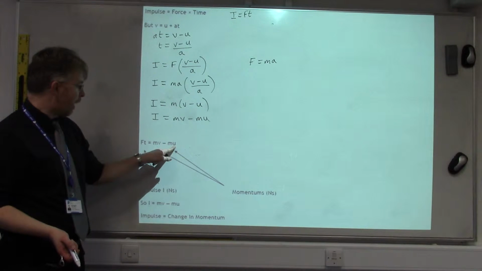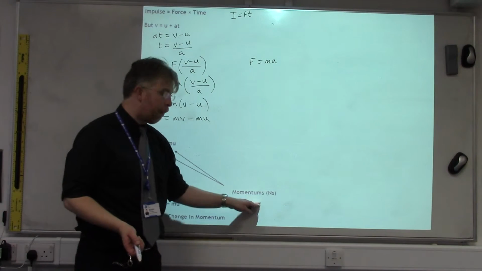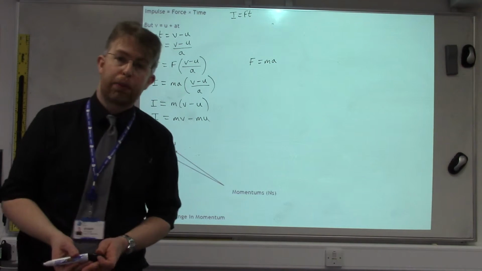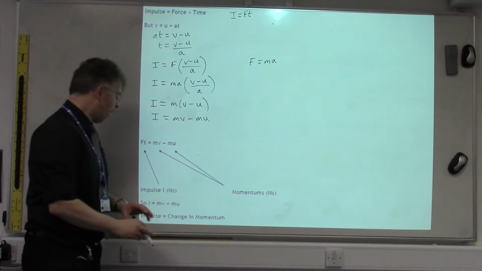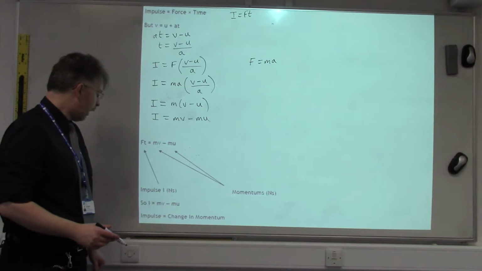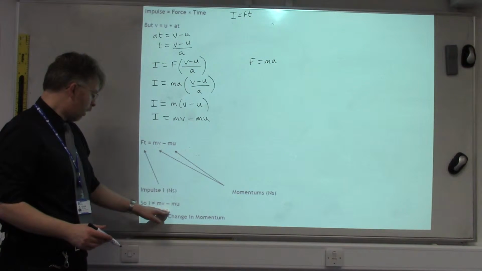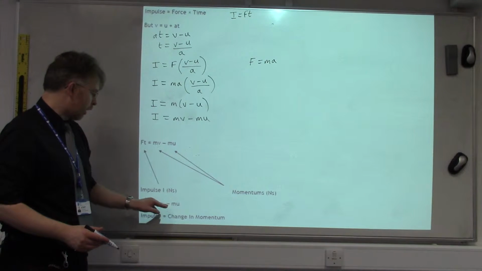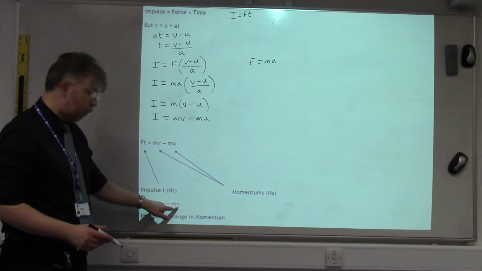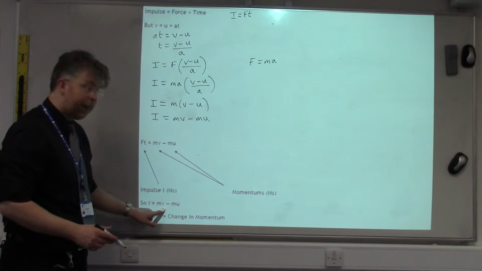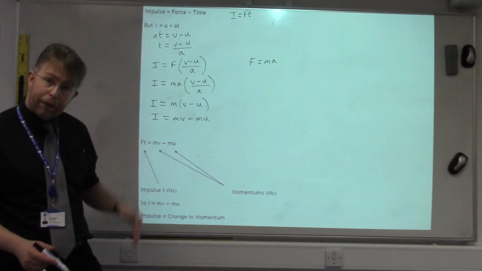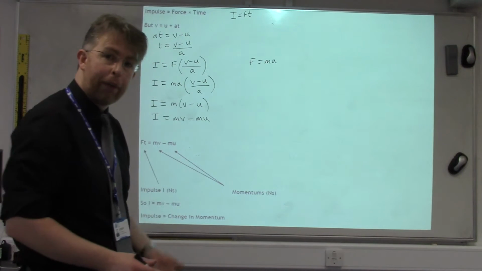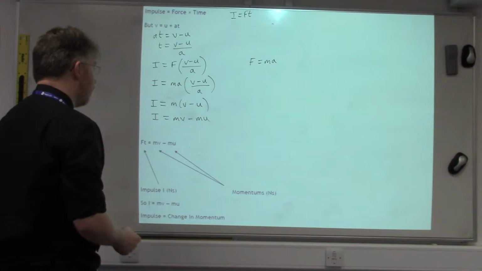Now mv and mu are examples of momentum. So momentum is mass times velocity, and they are measured in newton seconds. Impulse is also measured in newton seconds. So we have impulse is equal to the change in momentum, because u is the starting velocity and v is the final velocity, or force times time. So both those definitions are equivalent, and we can often use both in the course of an exam question.